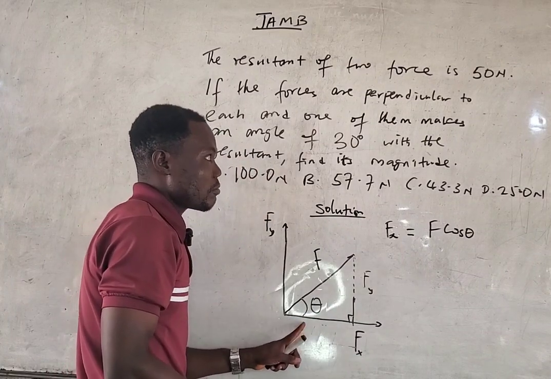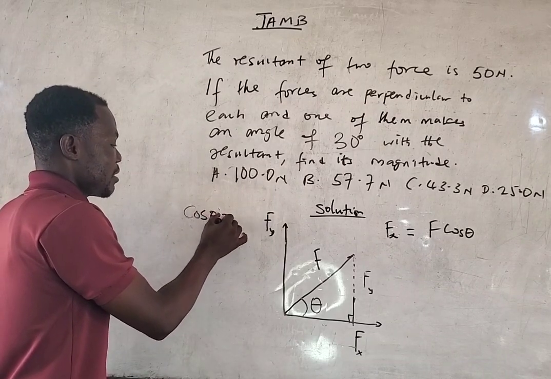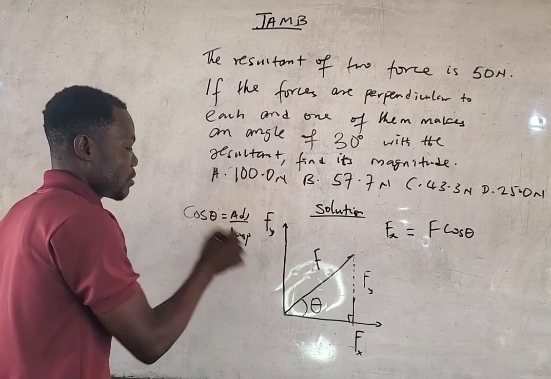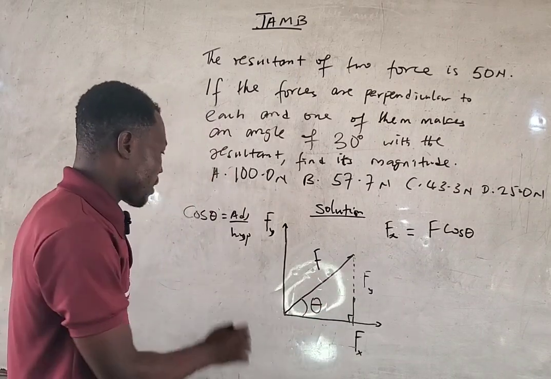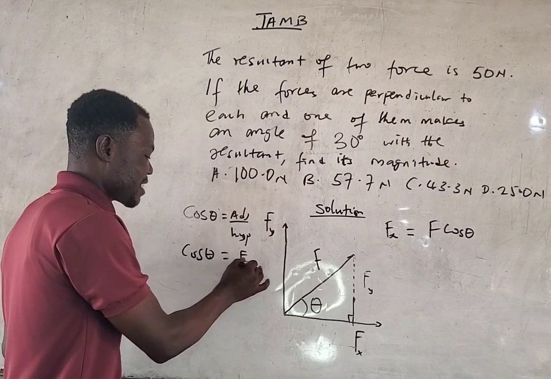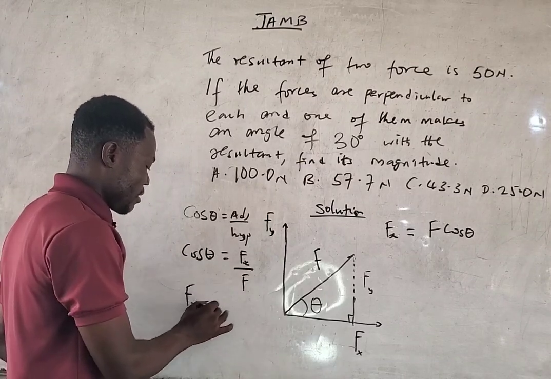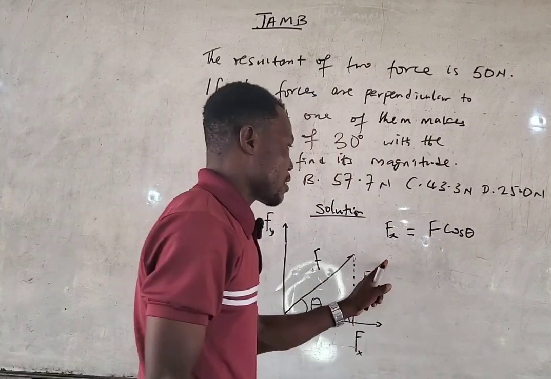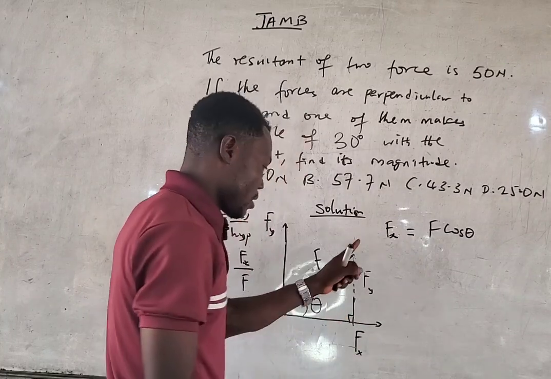So from trigonometric ratio, we know that cos theta is equal to adjacent over hypotenuse. So here, this is our adjacent, this is our hypotenuse. So we can have it that cos theta is equal to Fx over F. So if you make Fx the subject, we have Fx equal to F cos theta. So that's how we got this. So this represents the horizontal component of the resultant force.